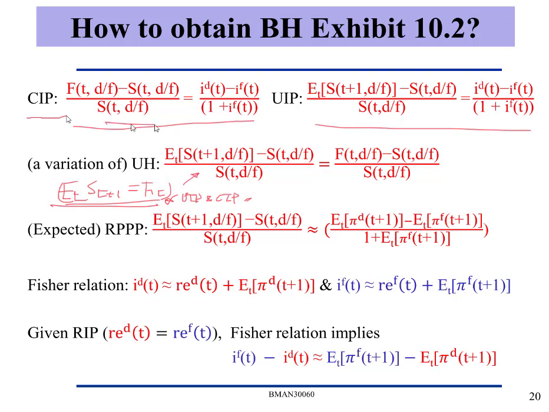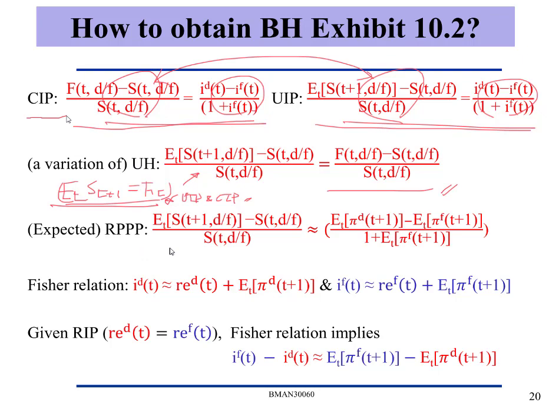You can see that this is CIP, and this is UIP. So instead of the interest rate differential, we can just directly say these two are the same, right? So when CIP and UIP hold, we can say this is the same as this one. That is what we have here. So we can say this is the variation of UH.